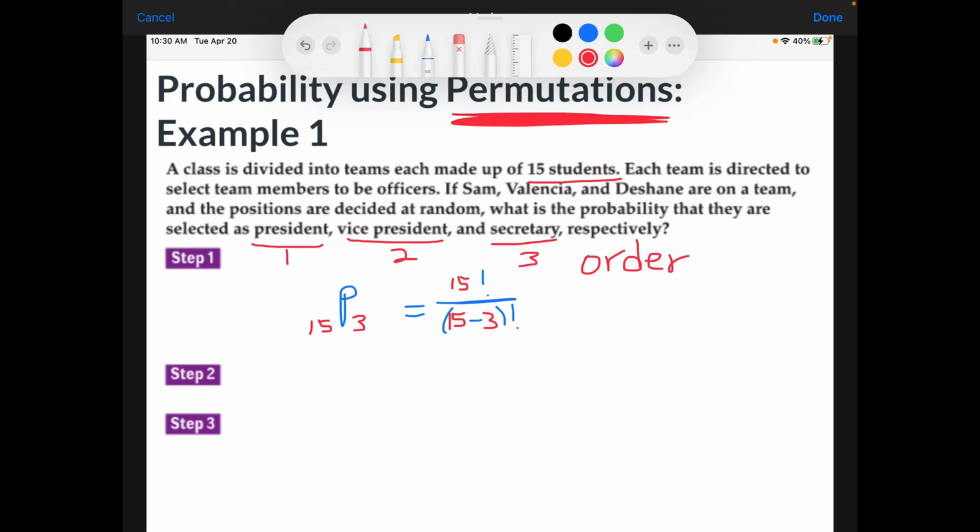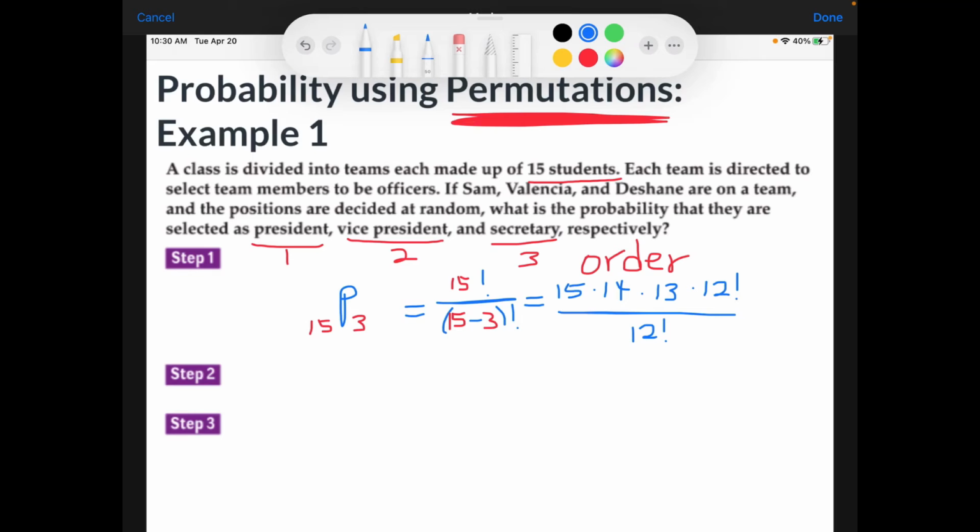All right, so then we are going to calculate this. So 15 factorial would be the same thing as going 15 times, counting down, right? 15 times 14 times 13 times 12. Down here it would be the same thing, right? 15 minus 3 is 12. So this would basically be 12 factorial down here.